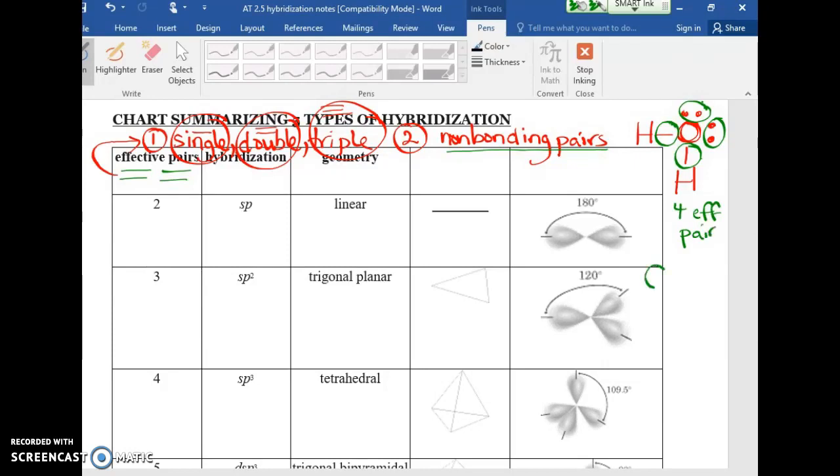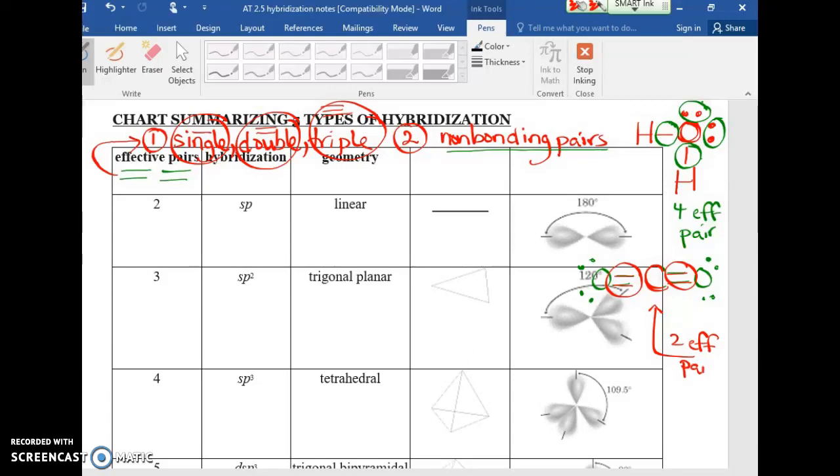Let me give you another one. How about if we had this one for CO2? I'm going to draw the molecule out. But if I'm asking you how many effective pairs there are, it's almost always the central atom, or I could specify on another atom. But let's stick with the central atom. So notice I have a double bond here on the central atom, and I have another double bond also on the central atom. Each of these count as one effective pair. So that carbon has two effective pairs.